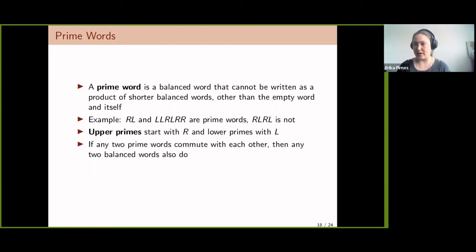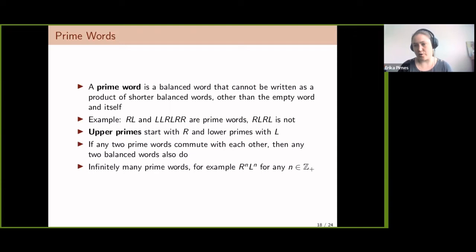And then just something to note: if any two prime words commute with each other, then any two balanced words also do. This is because, let's say I have my first word, it's a product of primes. Any balanced word can be written as a product of primes. Second word, product of primes. Well, if I want these to commute, I can commute the little primes one by one, and then I'm done. So that's the idea.